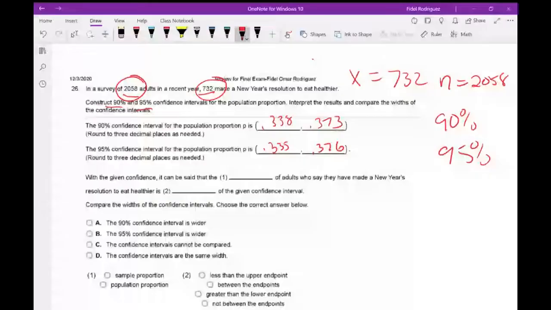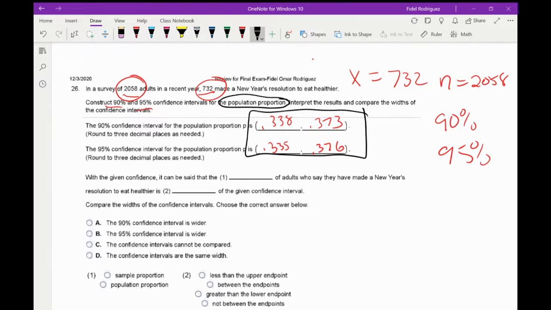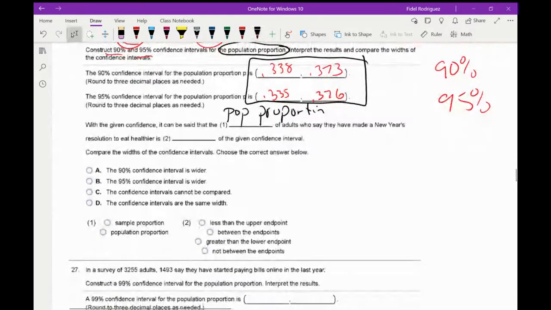Okay, stop sharing the calculator with you and let me share the review again. And so I just put my numbers in right here. Okay, and it says with given confidence, it can be said that, now again, remember, we're going to choose from, are we looking for sample proportion or population proportion? It tells me right here. Yeah, we're looking for the population proportion. So we're going to say the population proportion who made resolutions to eat healthier is between the endpoints, right? Between the endpoints.